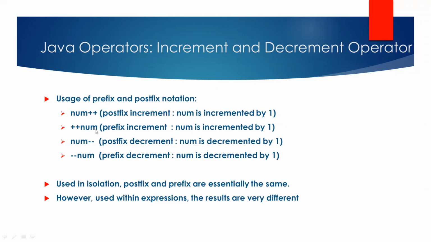This is called the prefix increment. So plus plus num, it is also incremented by 1. Num minus minus, this is the postfix decrement. Num is decremented by 1. And this is called the prefix decrement.